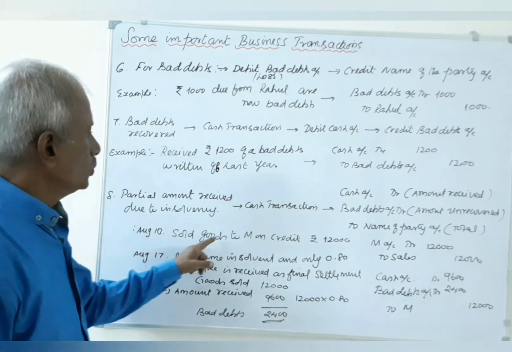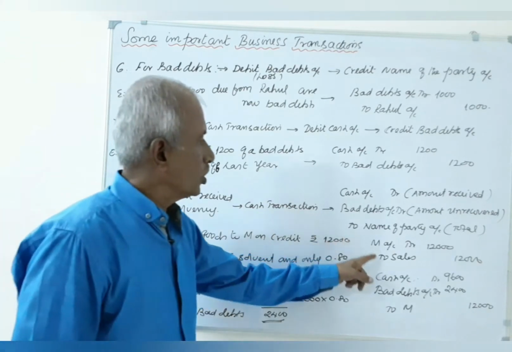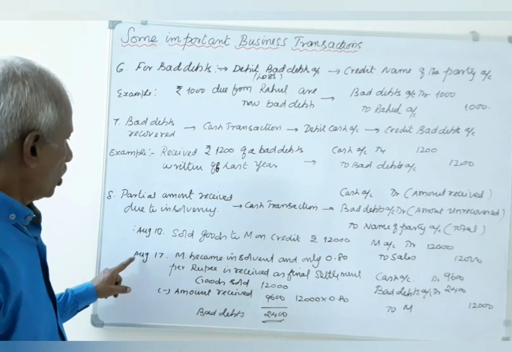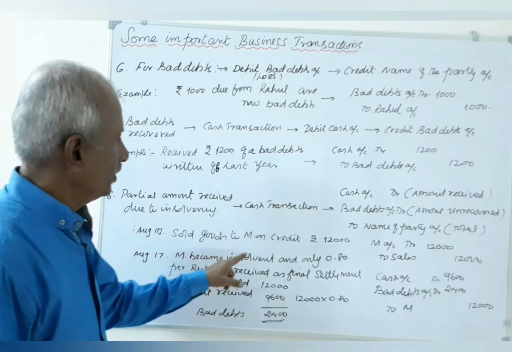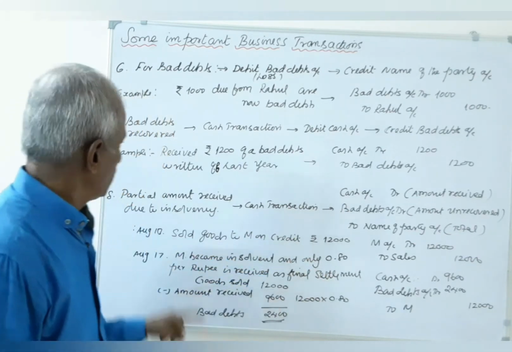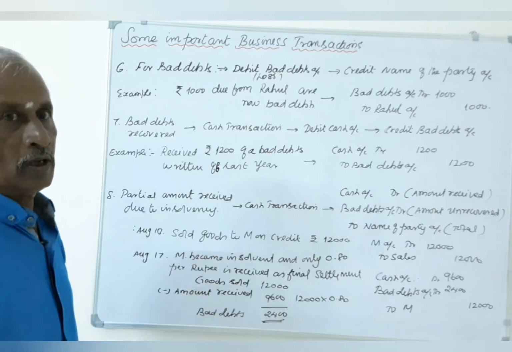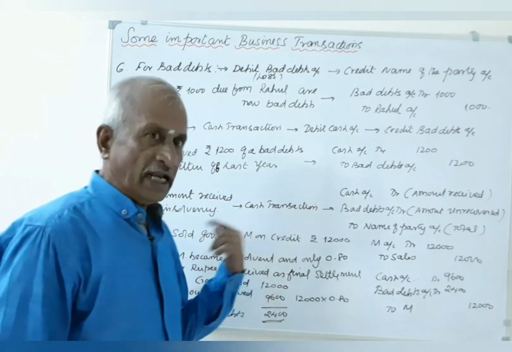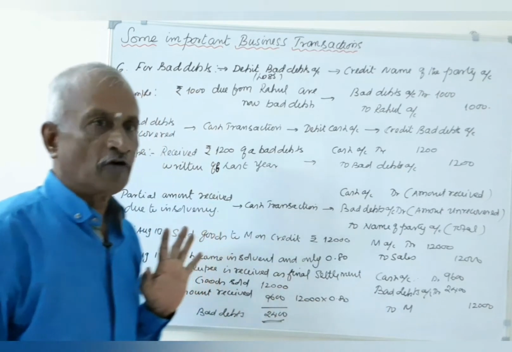Let us see an example. August 10, sold goods to M on credit 12,000. It's a credit sales. So M account debtor to sales 12,000. On August 17th, you are given M became insolvent and only 80 paise per rupee is received as final settlement. So it is a partial payment received. So you are getting cash, a receipt. Cash account debtor to M is the journal entry for the receipt.